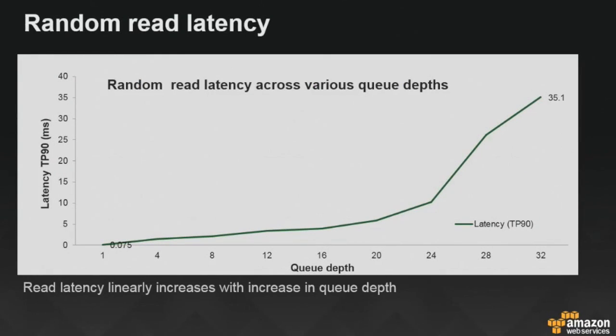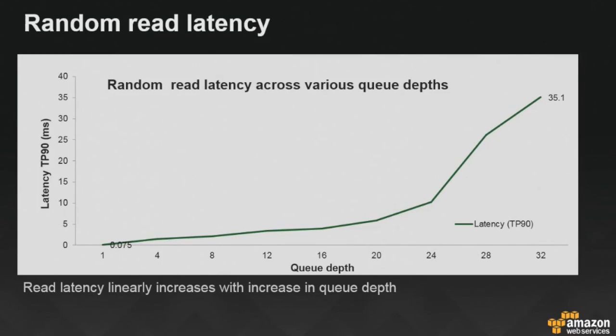I want to talk a little bit around how queue-depth impacts your latency. Now, queue-depth is I/O concurrency, or the amount of I/O that's pending to go into the block device. What this graph shows here, the x-axis is queue-depth and the y-axis is latency TP90, so the 90th percentile of latency in milliseconds, is that as we increase the queue-depth from a queue-depth of 1 on the left through to 32 on the right, our latency goes from being 0.075 milliseconds all the way up to 35 milliseconds.